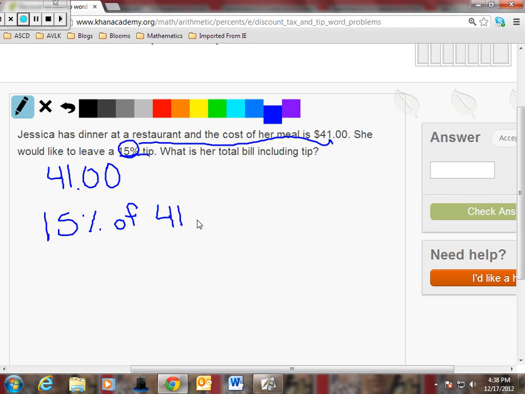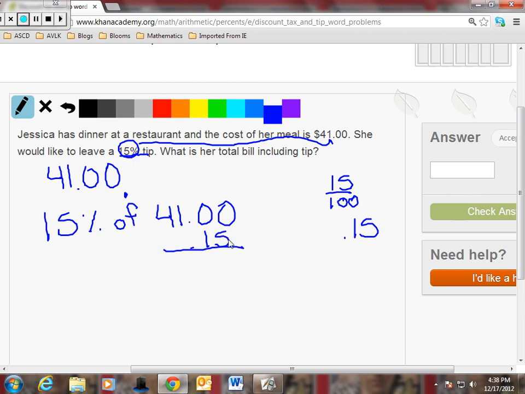Now, the way the percent is right now, it's going to be difficult for me to multiply. So I need to convert that percent to a decimal. Well, we have 15%. That's 15 out of 100, and if I have 15 out of 100, that's 15 hundredths. So I'm going to multiply this $41 times 15 hundredths.